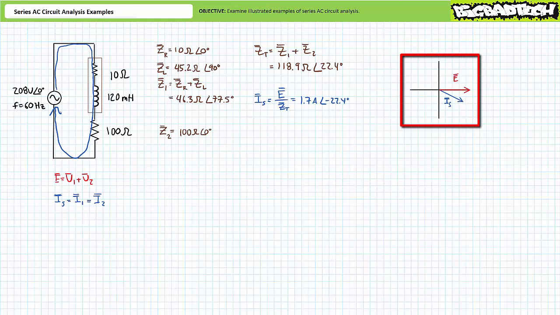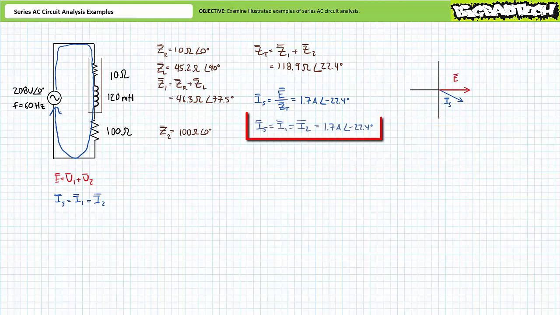The phasor diagram for the complete series circuit illustrates that source current appears to lag supply voltage by 22.4 degrees. Given that this is a purely series circuit, it can be said that IS equals I1, which equals I2, which equals 1.7 amps at an angle of negative 22.4 degrees. Current through elements in series is the same.